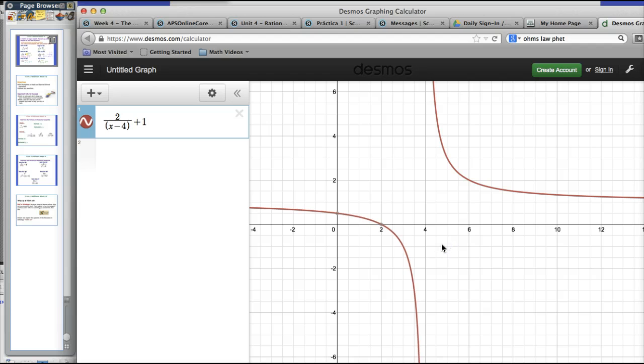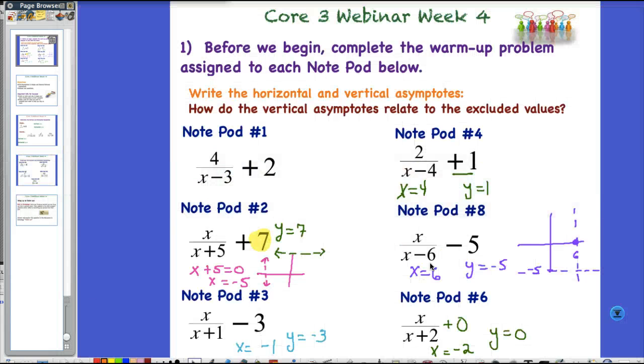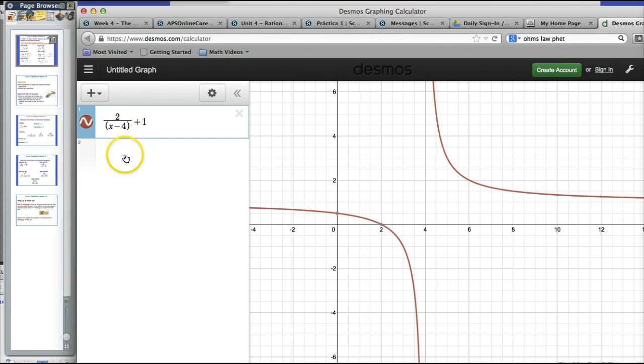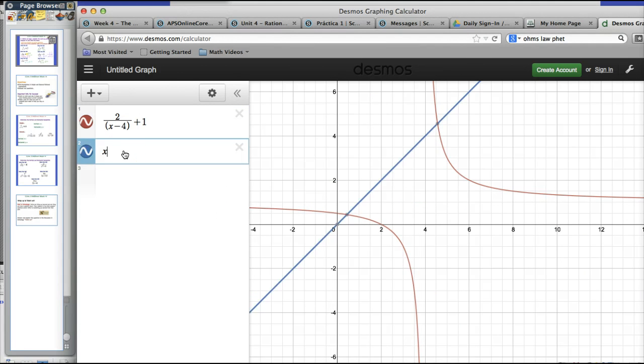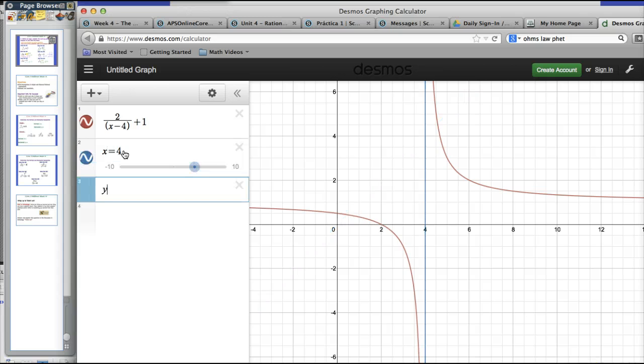You guys, notice how this rational expression looks graphed. It's pretty wild, isn't it? It's got these two legs, and you can see there's this gap here. So if I go back to what Miriam said, we have x equals 4 and y equals 1. I'm just going to graph those asymptotes. So x equals 4 and y equals 1.